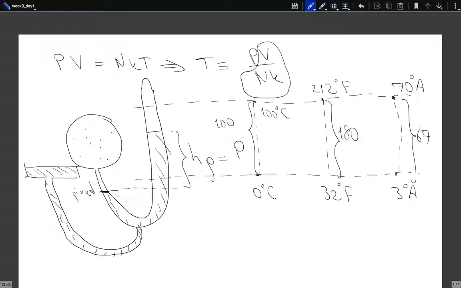And then the conversion is kind of trivial if you think in terms of the lengths. So let's say you have some temperature.